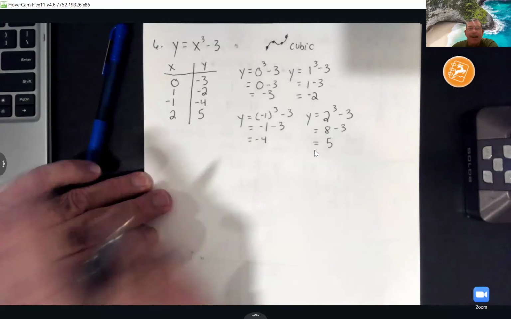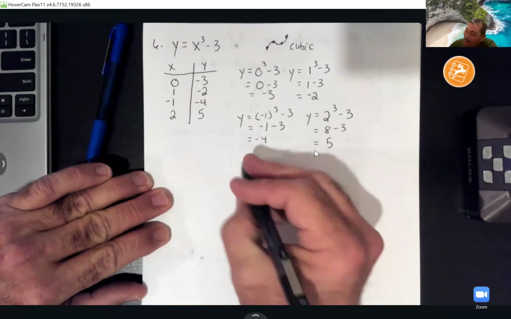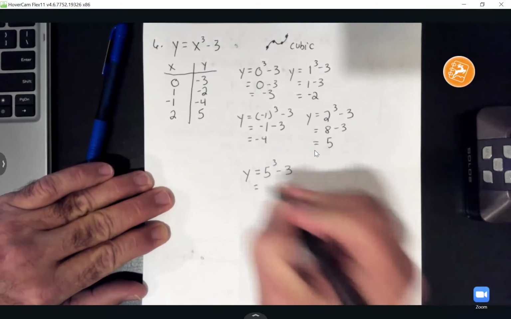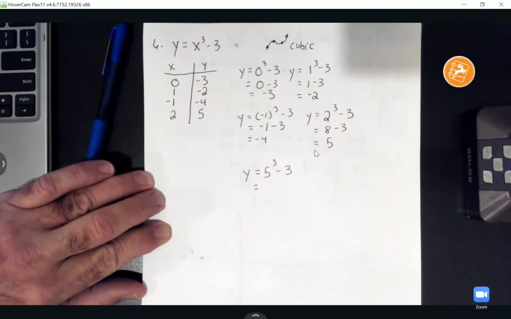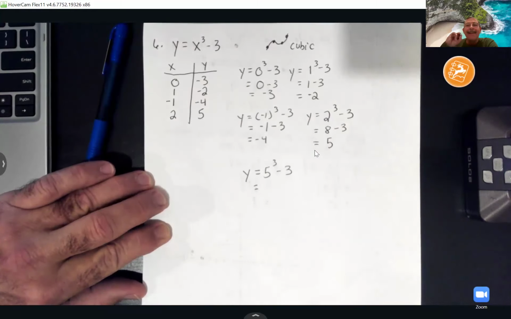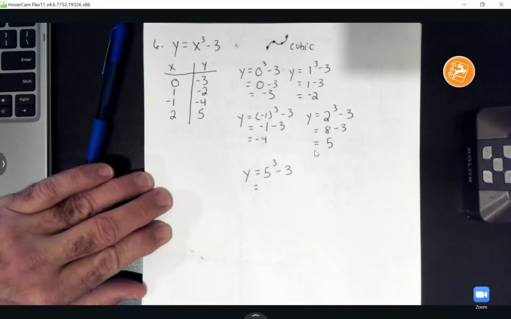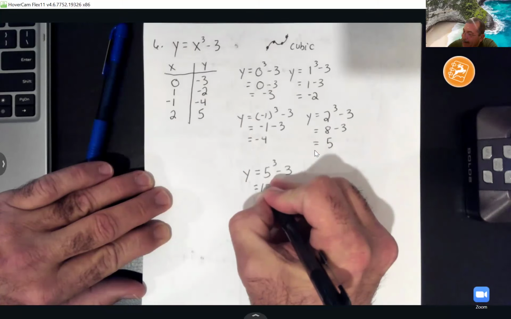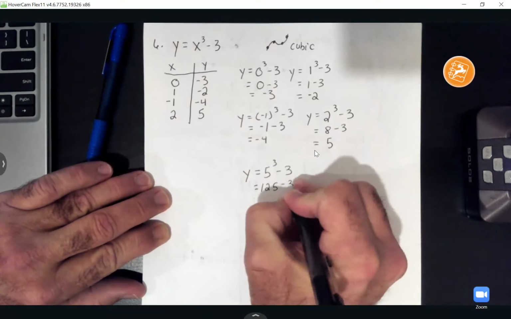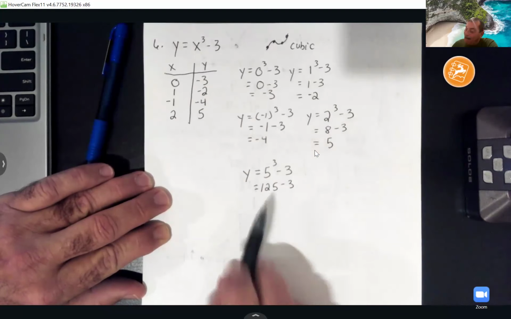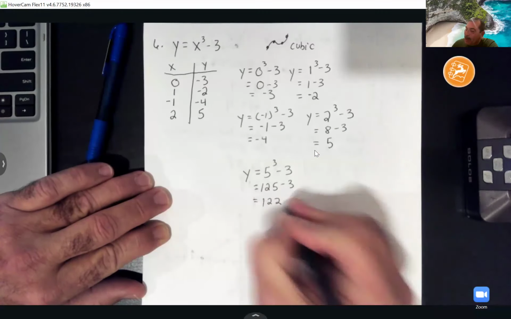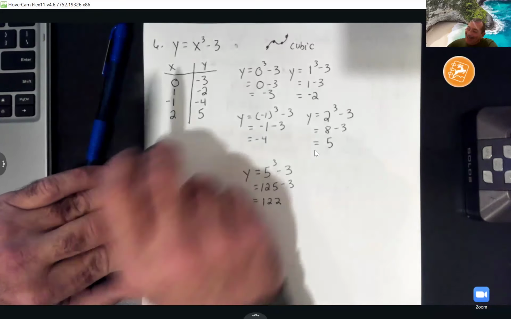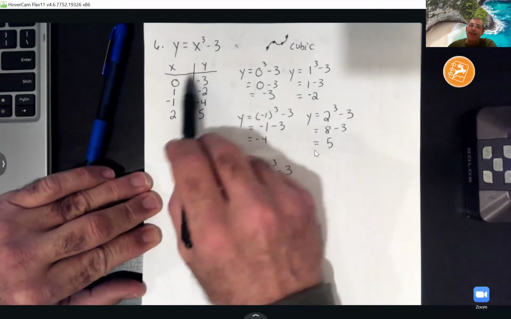But y'all watch this. What if I messed up and I put a 5 here, and I had y equals 5 to the third minus 3? Y'all, 5 to the third power: 5 times 5 is 25, times 5 is 125, minus 3 gives me 122. Who in the world wants to draw a graph that big? Nope. So that's why, on a cube, you want them numbers small, okay?